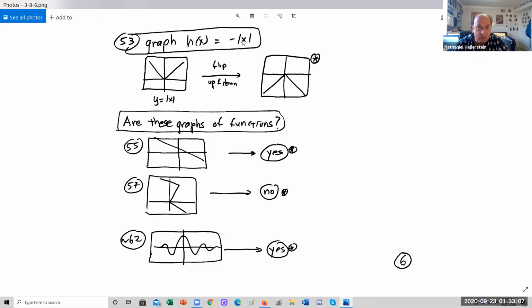Graph h of x equals negative absolute value of x. Well, the absolute value function is this V-shaped function. Now, this negative means you flip up for down and you get this graph here.